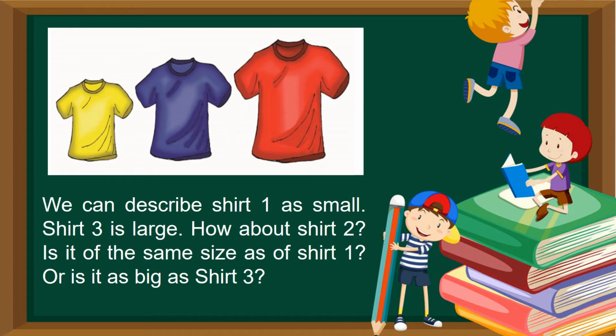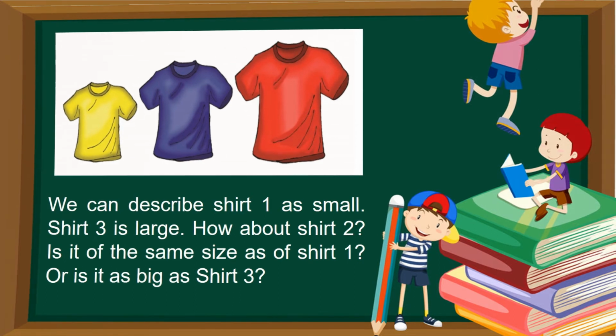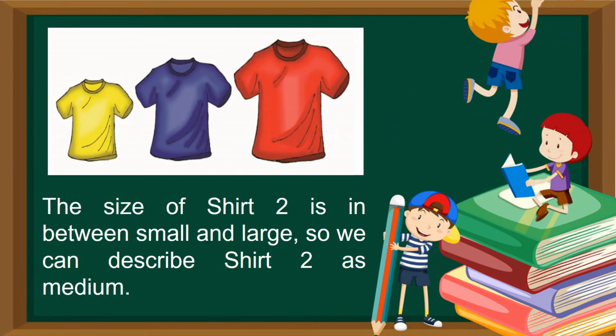We can describe shirt 1 as small. Shirt 3 is large. How about shirt 2? Is it the same size as shirt 1? Or is it as big as shirt 3? The size of shirt 2 is in between small and large. So, we can describe shirt 2 as medium.